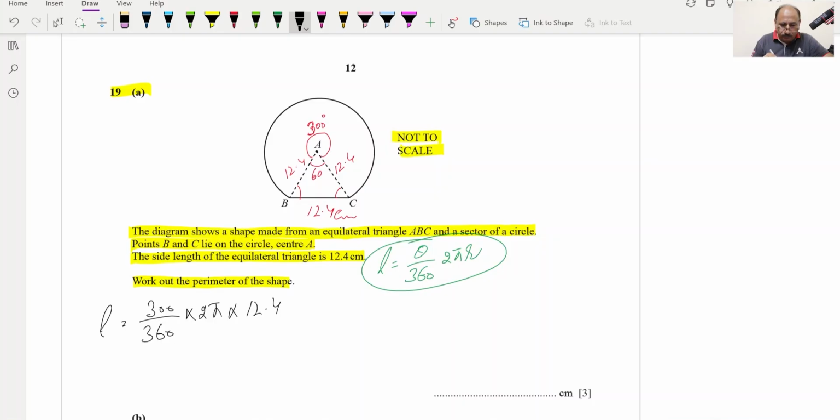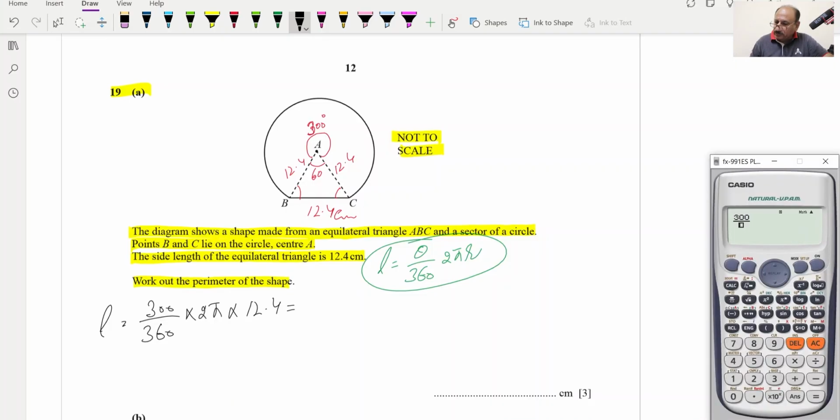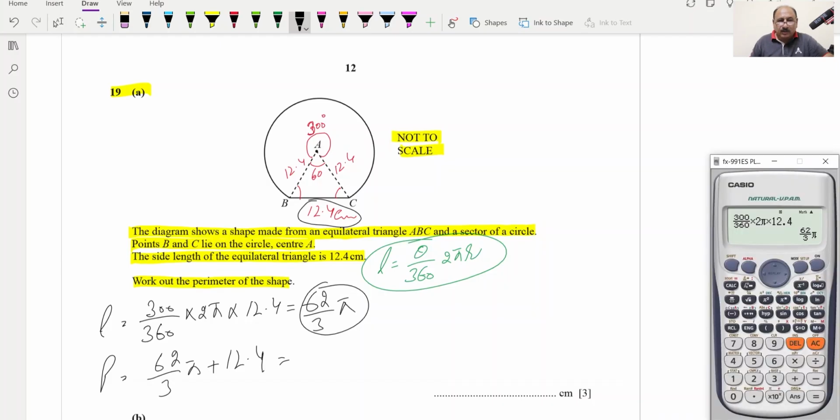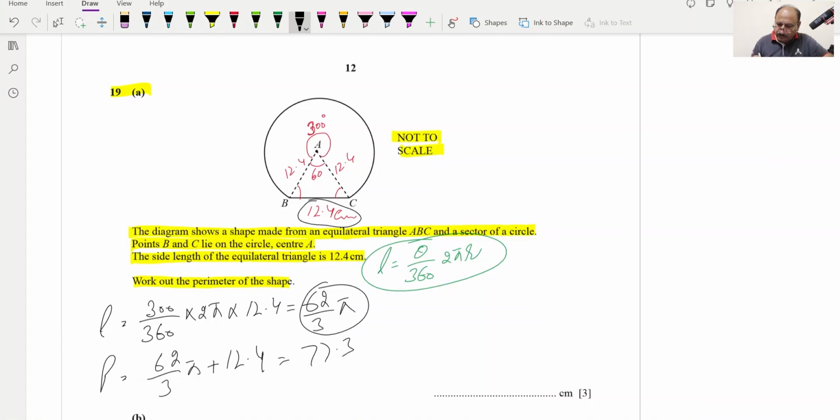So we can write here 12.4, and this will be 300 over 360 multiplied by 2 pi and multiplied by 12.4, and this is equal to 62 by 3 pi. I'm writing in terms of pi because I don't want to lose the decimals. So perimeter will be this length plus this length, 12.4. So we will write 62 by 3 pi plus 12.4. This will be the perimeter. So we add plus 12.4, and this will give us 77.3 up to 3 significant figures. We got this answer. Hopefully you understood this.